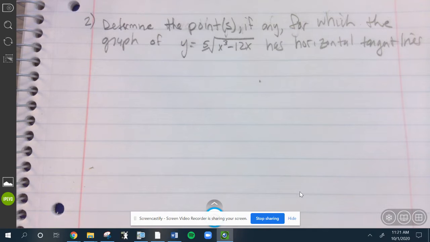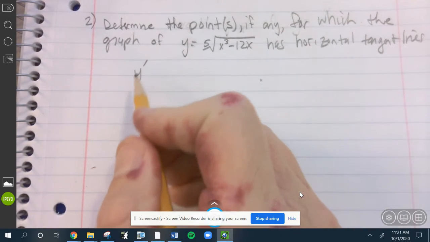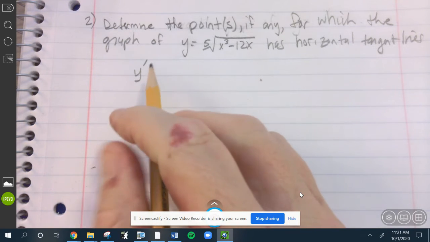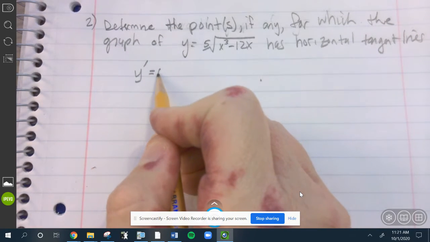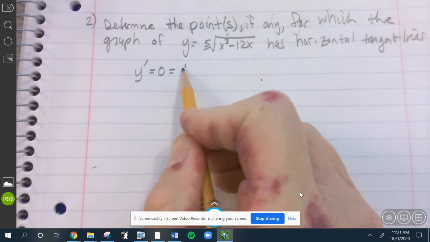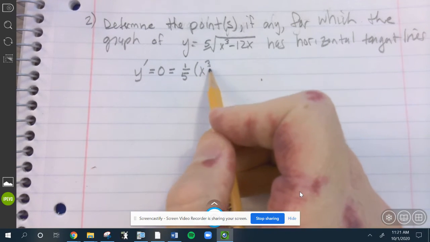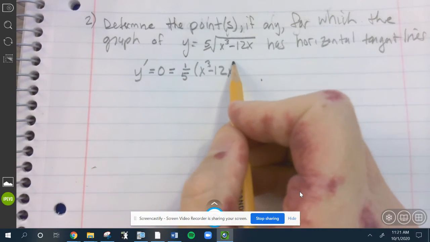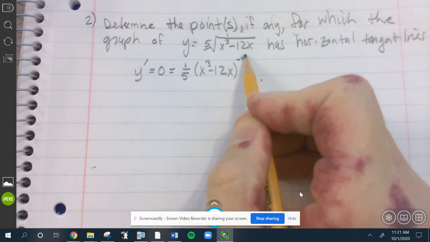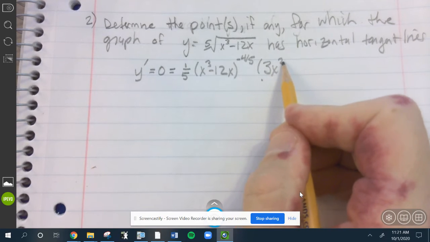Horizontal tangent lines is where the slope is zero, or where the derivative equals zero. So you need to find out where this derivative, y prime, equals zero. The derivative, by the chain rule, would be 1/5 x cubed minus 12x to the negative 4/5 times the derivative of the inside, which is 3x squared minus 12.